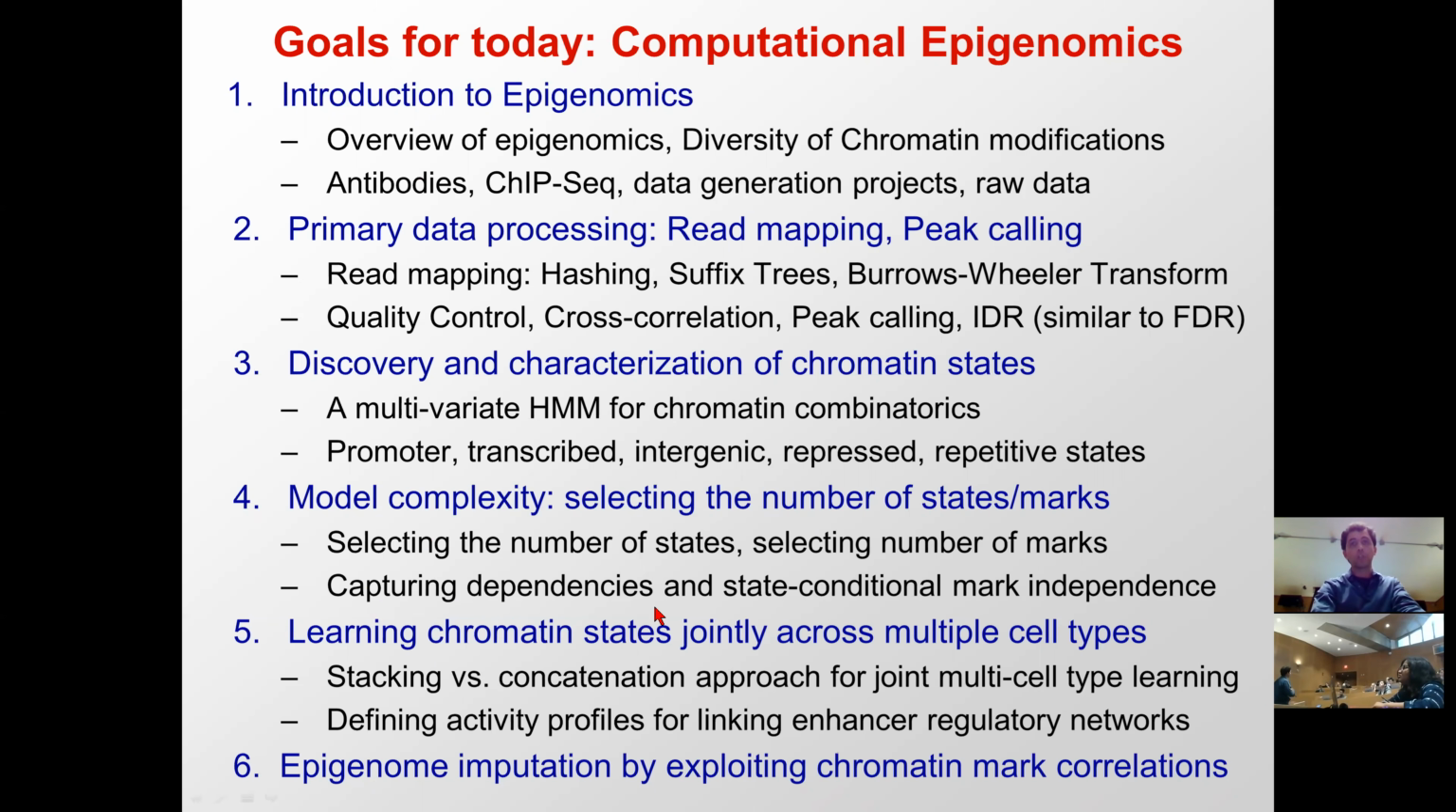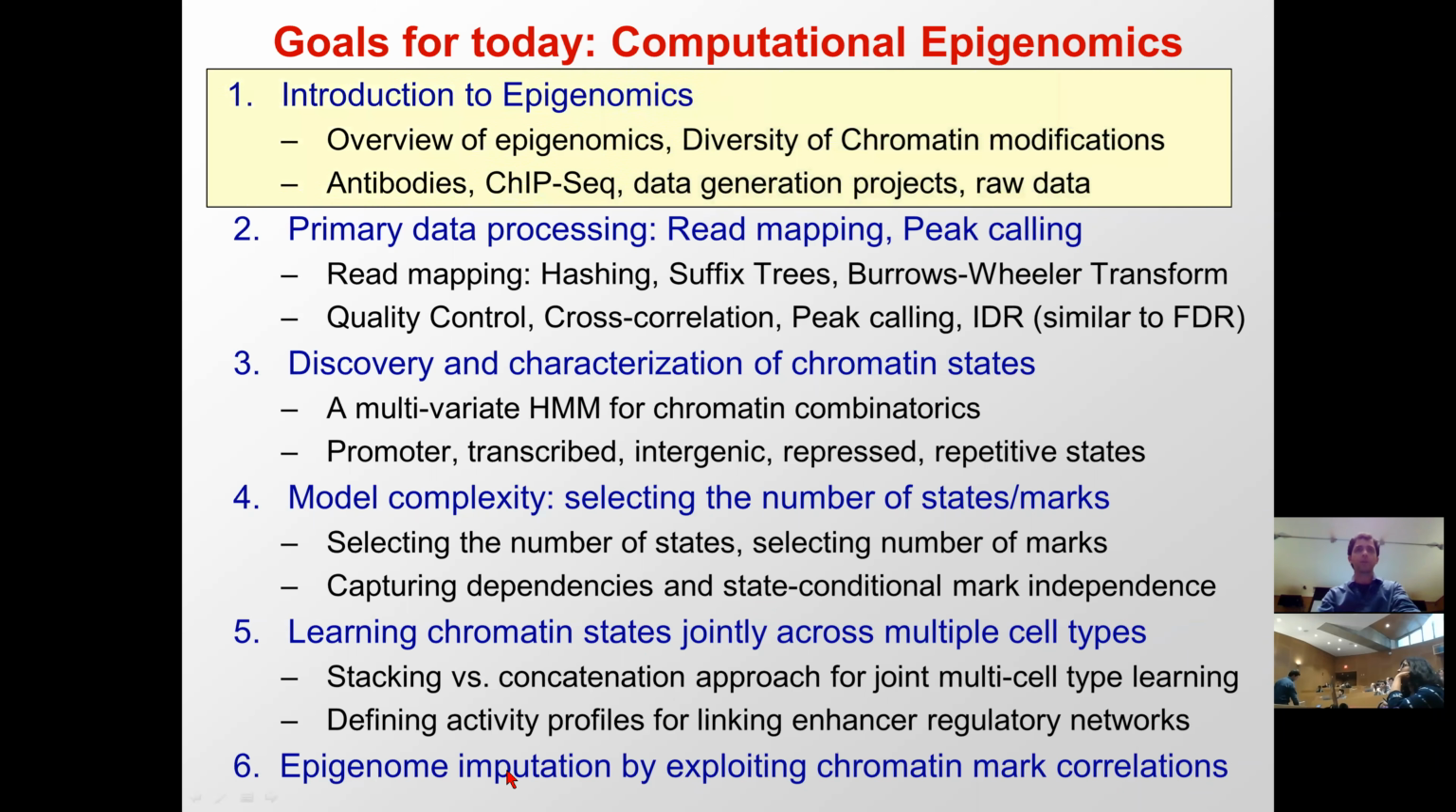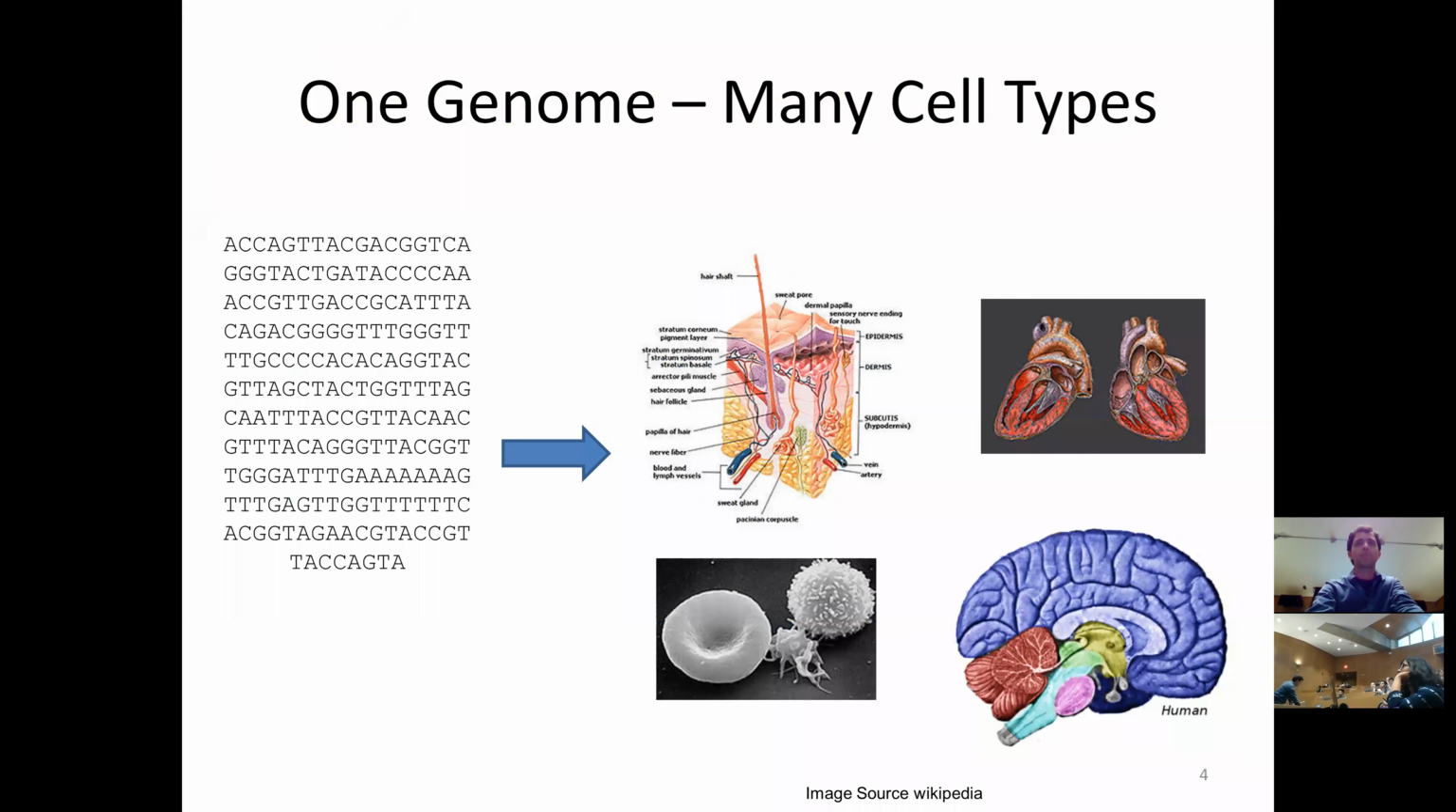So now we're actually going to directly talk about how do we discover an optimal number of states, and how do we use some heuristics for actually optimizing the number of states, optimizing the selection of states at any one number of states. And then we're going to talk about how do we learn chromatin states jointly across many cell types. And lastly, about epigenome imputation. So first things first, let's talk about epigenomics.